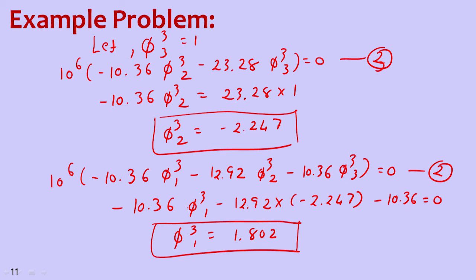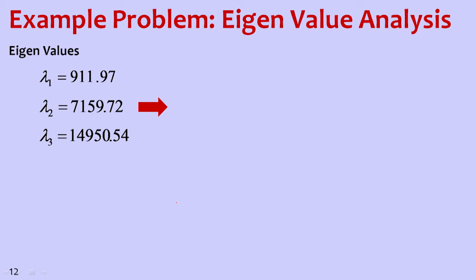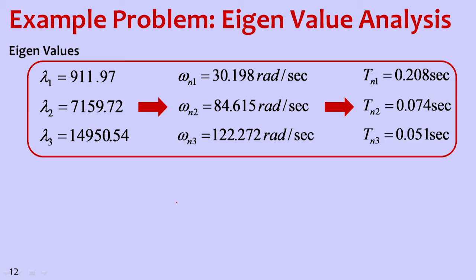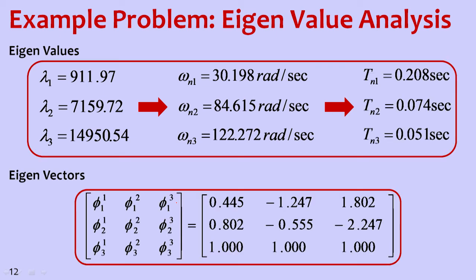Now when I plot this one, I will get this kind of vector and this kind of diagram. So these were the lambda 1, lambda 2, lambda 3 values, the corresponding omega values and the corresponding time periods. And this is the eigenvector for lambda 1, lambda 2 and lambda 3. So this is the phi matrix.